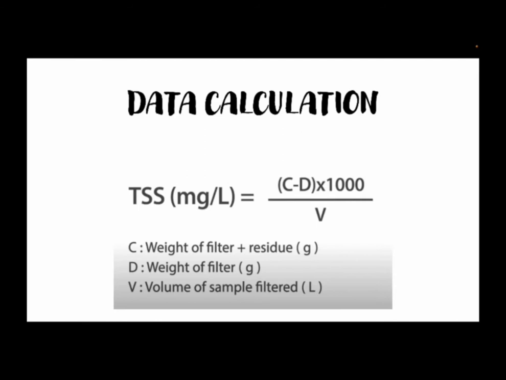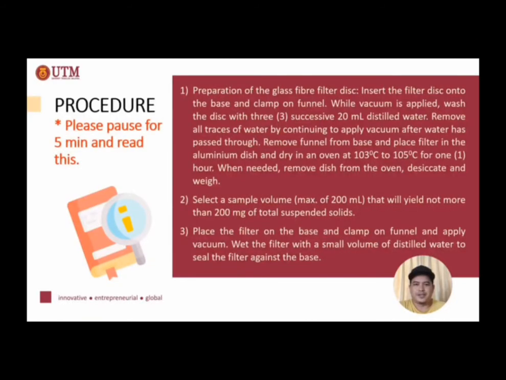So for the data calculation for the experiment, to find total suspended solids, it is the weight of the filter including the residue minus the initial weight of the filter, times 1000, and divided by the volume of the sample filtered. That's all for the total suspended solids lab experiment. Thank you.